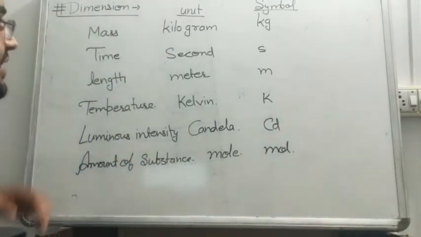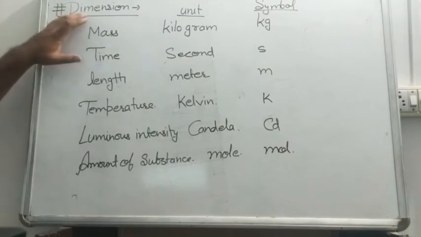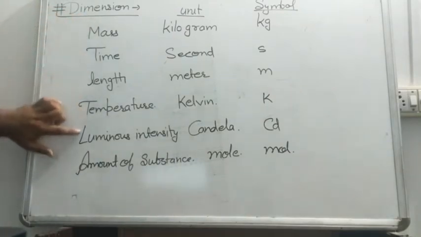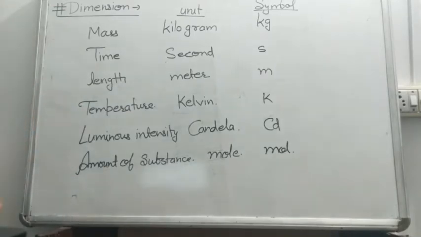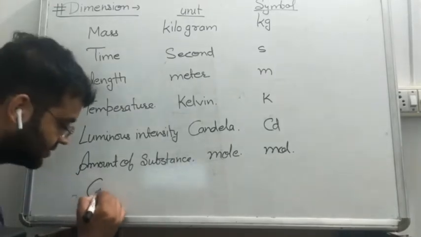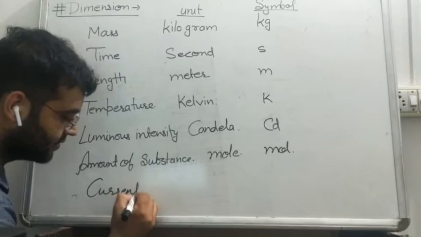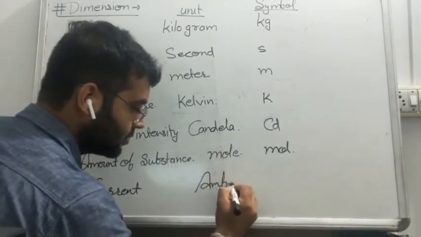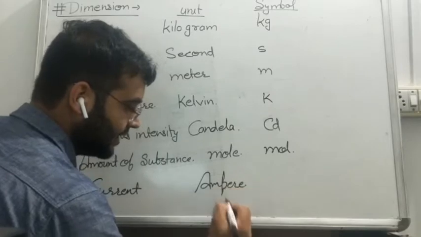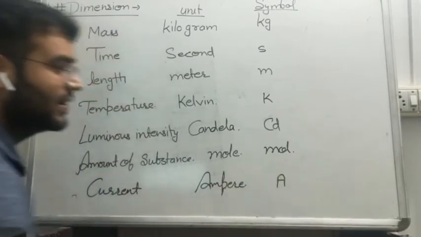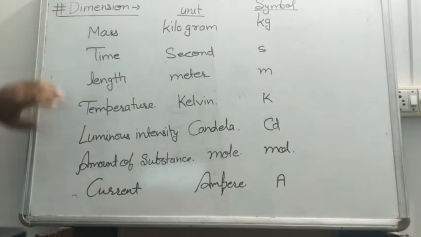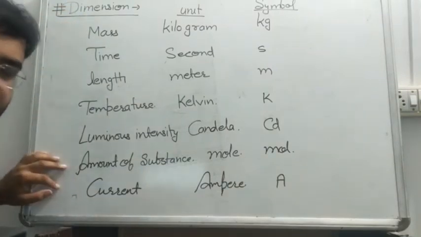So here I am considering that you all know these values. How much these are? 1, 2, 3, 4, 5, 6. Okay, one is missing here, that is current. For measuring current we use ampere, and it is represented by capital A. So here 7 quantities which is called base quantities.